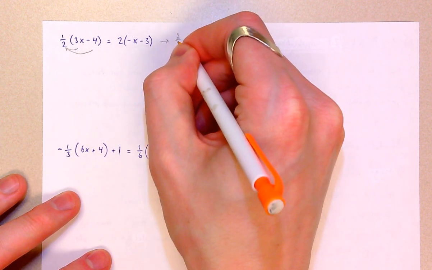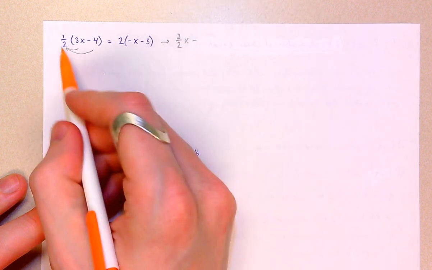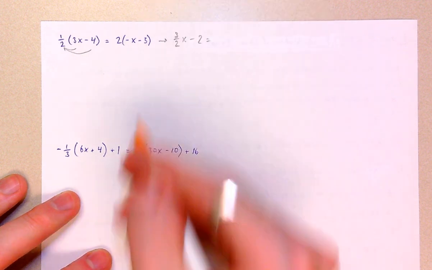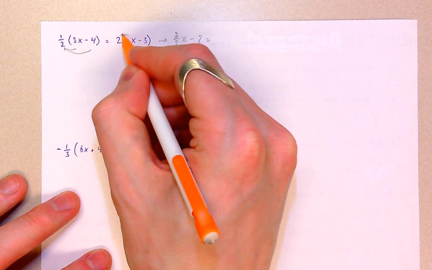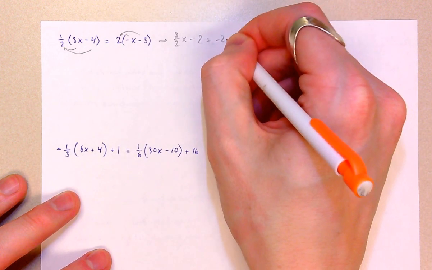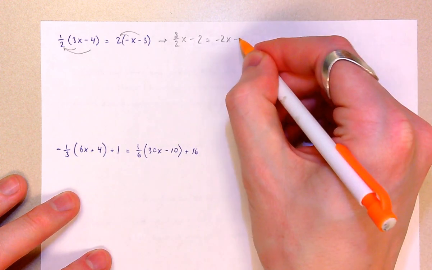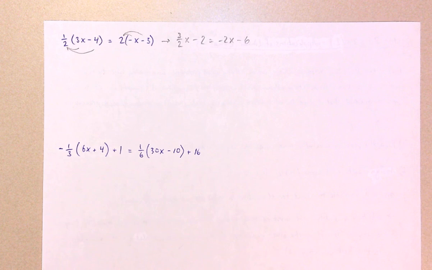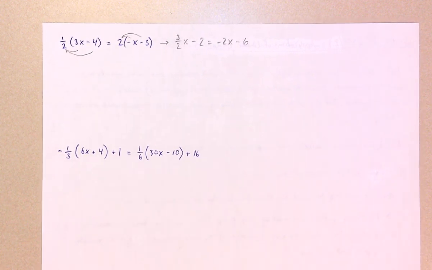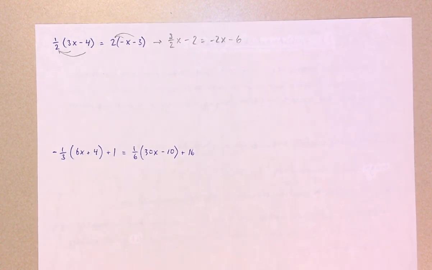It's going to give me 3/2 times x minus, and then 1/2 times 4 is 2, equals, and I'll distribute this 2 into each of those two terms. So I have 2 times negative x, or minus 2x, minus a 2 times 3, which is 6. Okay, each side is simplified.